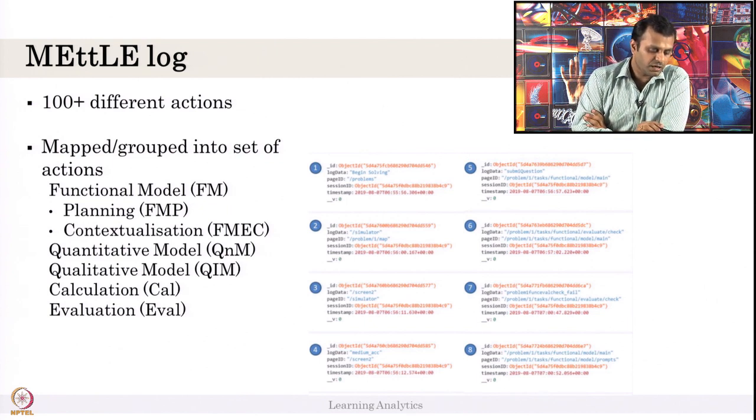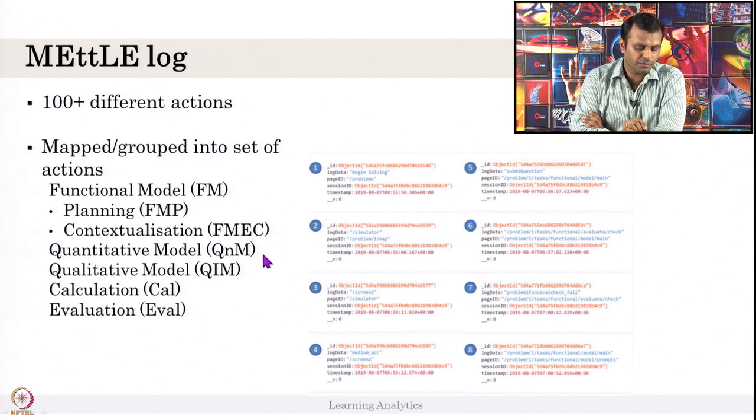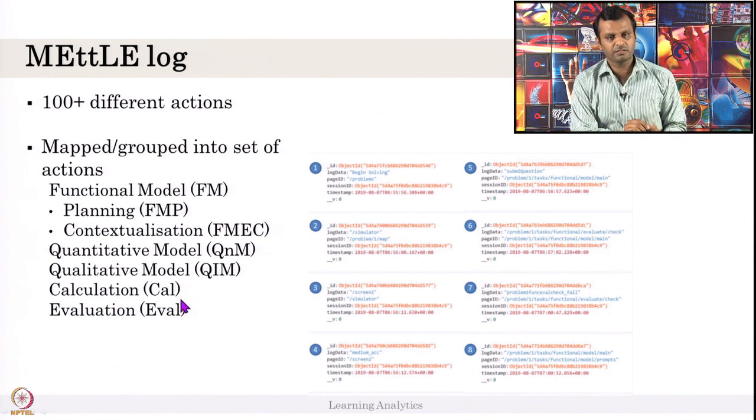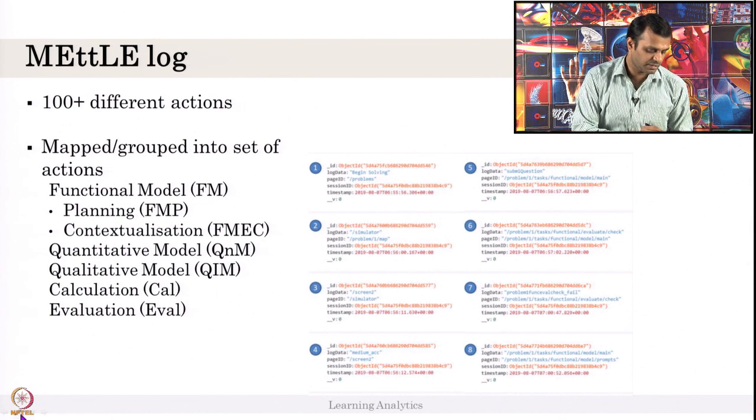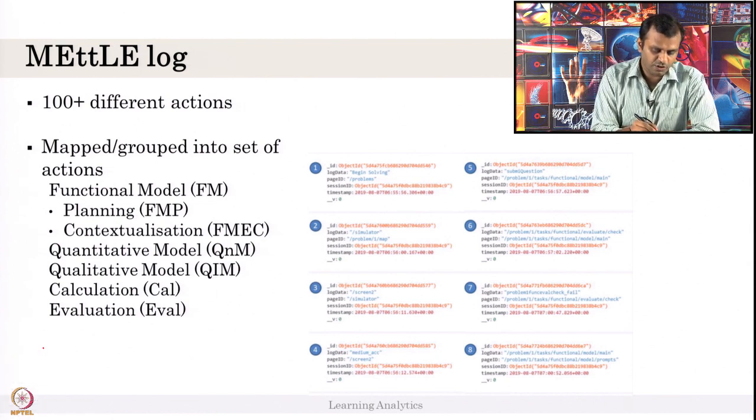So, what we did, we grouped all the planning actions in the functional model as functional model planning, FMP. All the execution or contextualization values in the functional model, FMEC. Similarly, for the quantitative model, we name them QMP and QMEC. Similarly, for the qualitative model, we have planning and contextualization, and the calculations we tag as CAL, and evaluations we label as EVAL. It is all just labels, you know. So, FM is one value, FMP, FMEC, the 3 variables here.